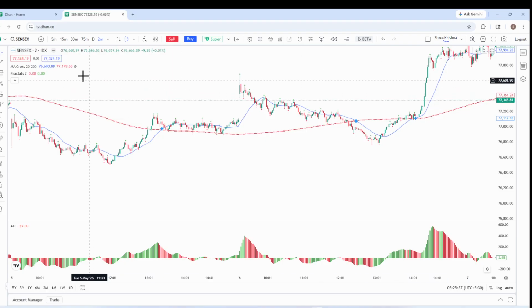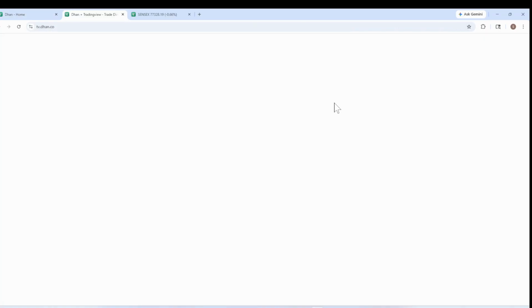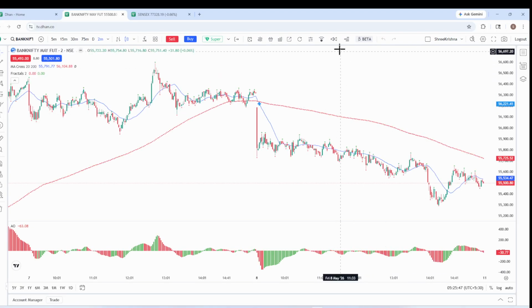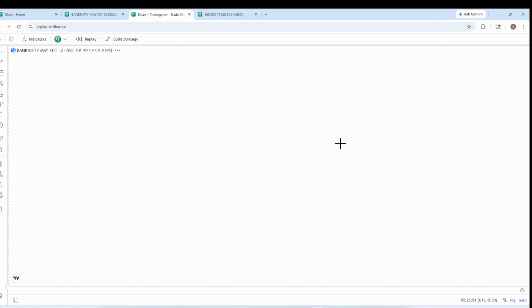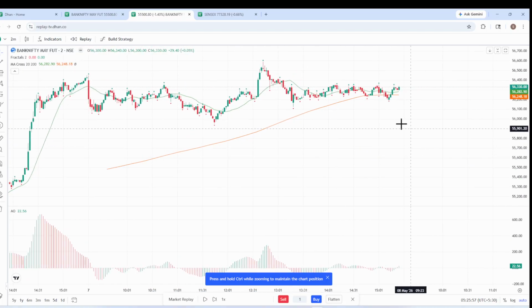Now I will show you some futures market, for example, Bank Nifty. Let's go with the replay. Say I will go with this. It is 200, 1 is 20, right? Anything that goes below this is a short sell.